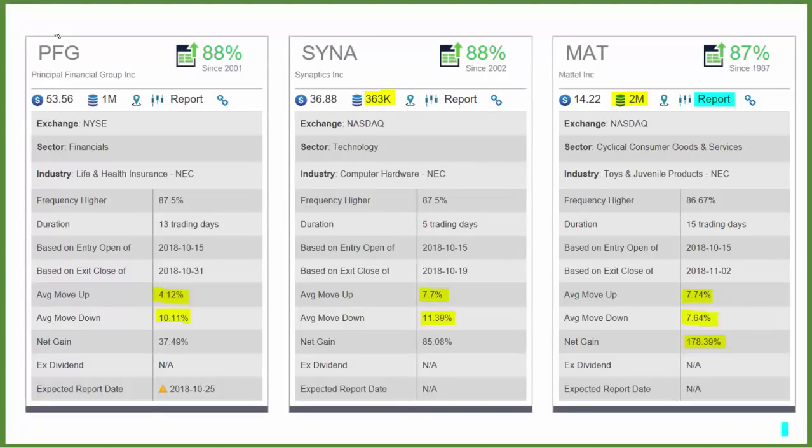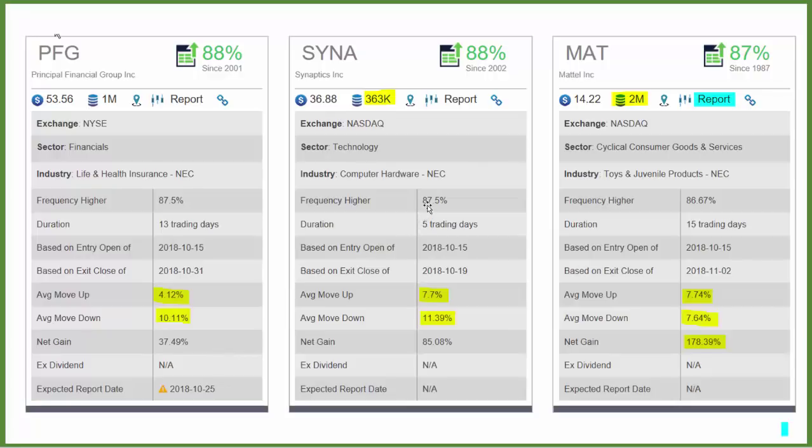So I scroll down and go to the next row of opportunities, and you can see here PFG is in there. Again, I look at the average move up. It's 4% compared to the average move down at 10%. Again, it's only moved down 12% of the time, so I can't discount it completely for those numbers. But then you have an expected report date of 10/25, so you know there's going to be some volatility in there.